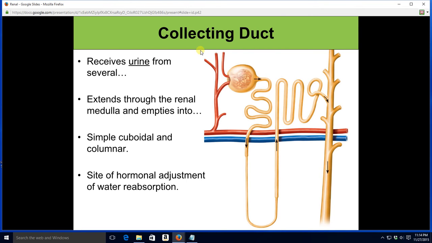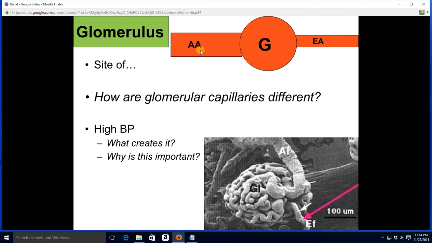All right, good. So let's go back to that glomerulus, the site of filtration. The glomerular capillaries are different from regular capillaries in two important ways. First of all, we got an arteriole going in, afferent arteriole, and arteriole going out, efferent. That's weird. That's not normal. Usually it's arteriole in, venule out. That's the normal sitch, but not here. And there's a big consequence to this.